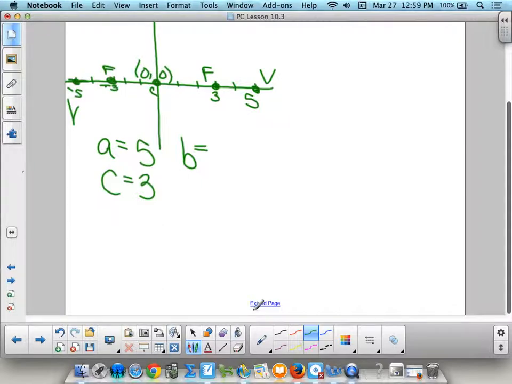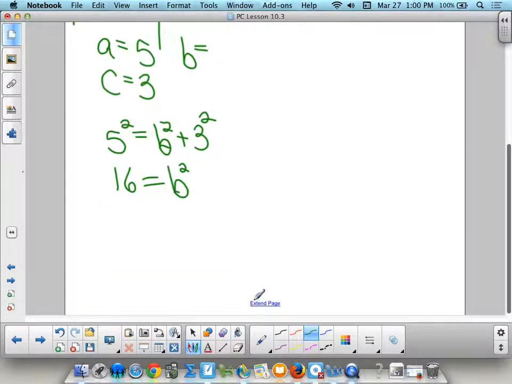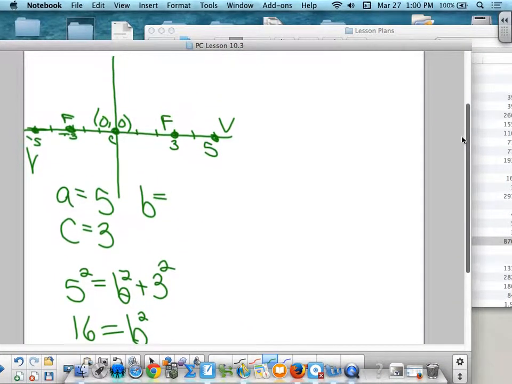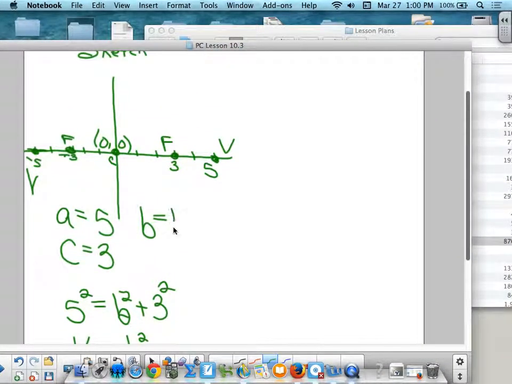It would be A squared equals B squared plus C squared. And then you would subtract all this. You get 25 minus 9, 16, and get your B value to be what? 4. And there it is. All right. You got B now. You got everything. You're ready to go. So B is 4.